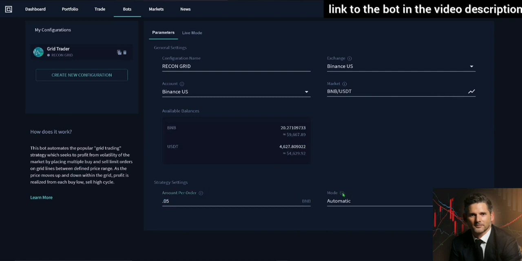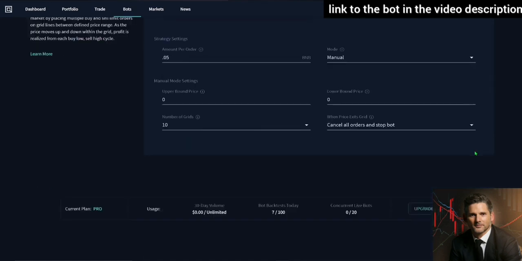The next step is the mode, and that's going to determine your upper and lower price levels, the number of grids, and it's all calculated for you. You wouldn't have to do any of the calculations. However, I prefer the manual mode rather than the automatic mode, because I want to determine the upper and the lower price range and the number of grids.